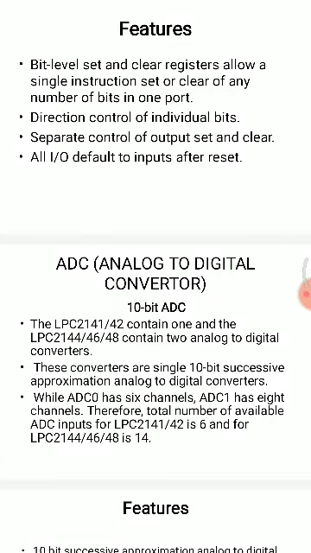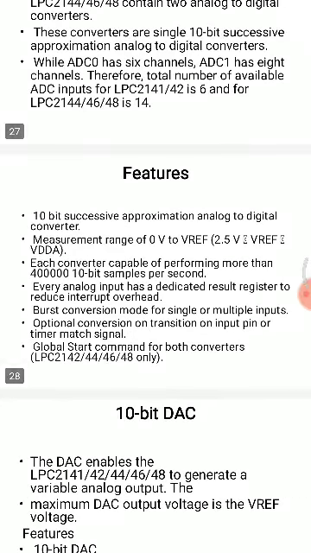The next one is the ADC, which stands for analog to digital converter. In the LPC2148 there is a 10-bit ADC, which contains two analog to digital converters. These converters are single 10-bit successive approximation ADC converters. ADC0 has 6 channels and ADC1 has 8 channels. In the total number of available ADC pins, the LPC2146 and 2148 have 14. Then the features: the 10-bit successive approximation ADC converters measure the range of 0 to VREF, 2.5 volts.